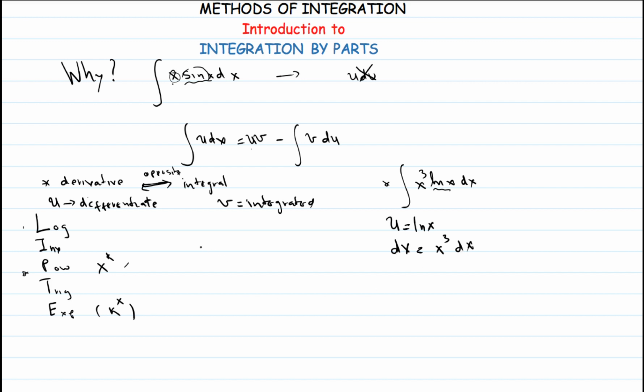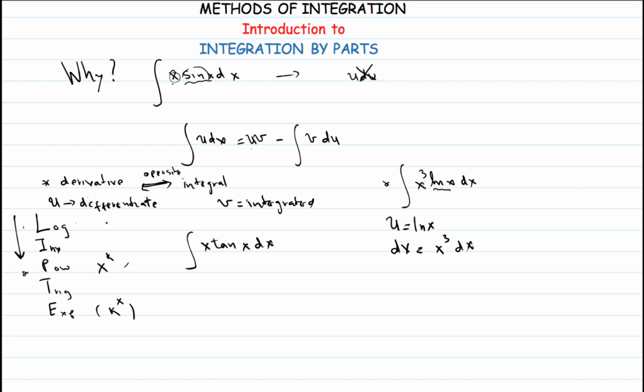Let us take another example. Let's say we have x tan of x dx. You don't have to be guessing this. You just have to know that this is a power of x and this is a trigonometric function, and then you come here and go downwards like this.